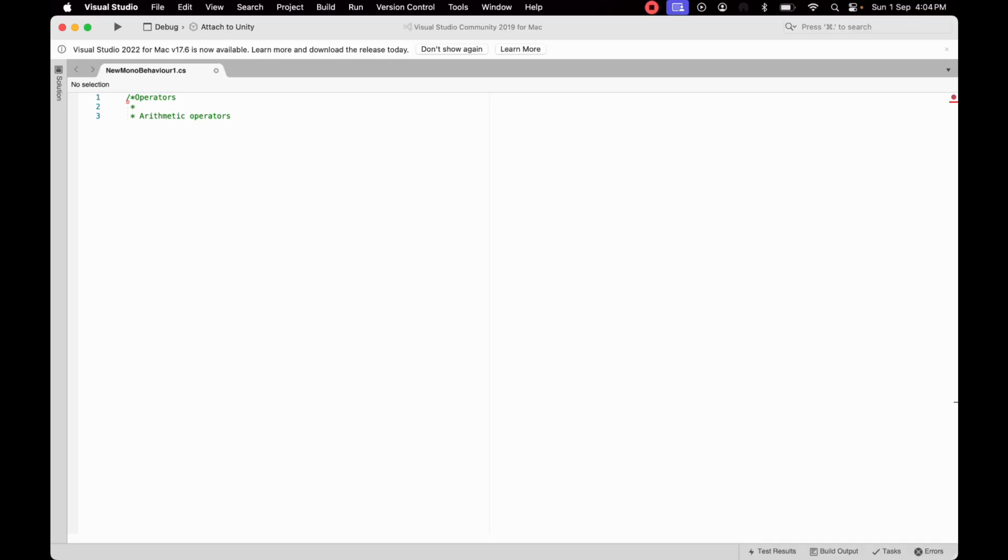Right? Modulus returns the remainder of a division operation. Useful in scenarios like determining if a number is even or odd. Then we have order of operations: precedence and associativity. Right? Operators have a specific order in which they are evaluated. This is called precedence. Multiplication and division have higher precedence than addition and subtraction. Associativity determines the order in which operators of the same precedence level are evaluated.